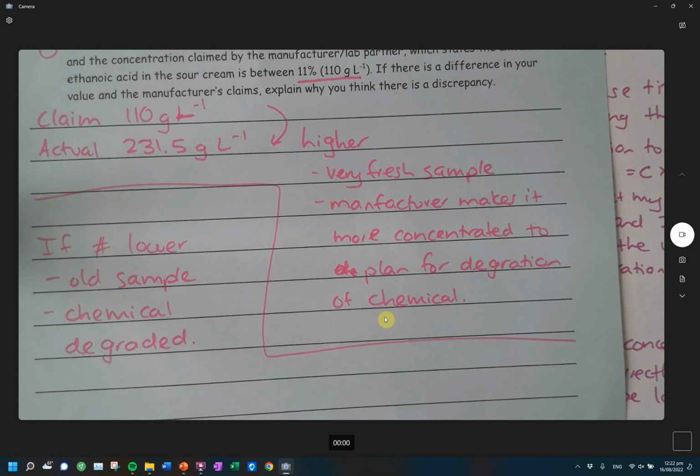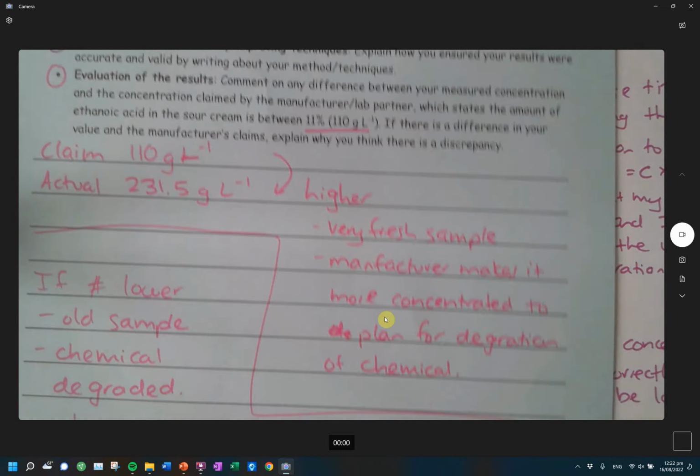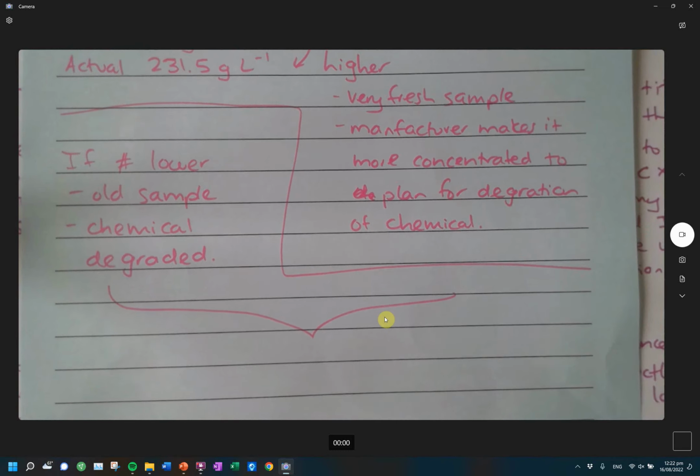There's another thing that you could write about that could fall into both categories, and that's known as quality control. So maybe the quality control was off. So for both of them, we could write that quality control failed.